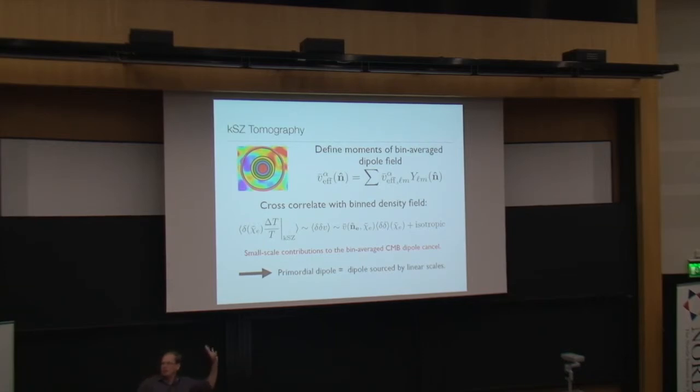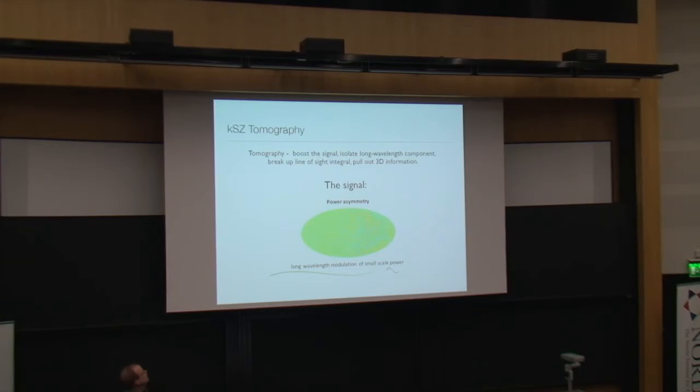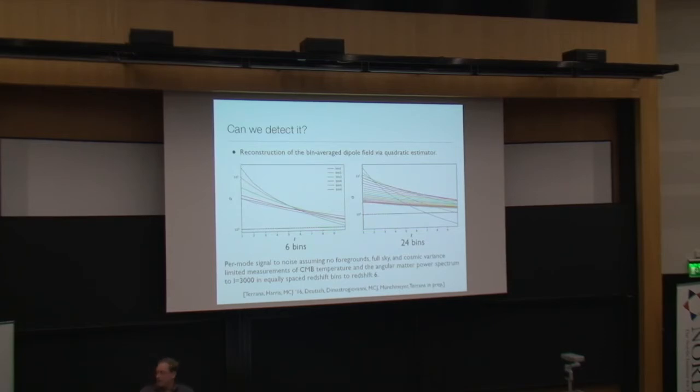The subtleties about the dipole I'm going to fold into my definition of this binned average velocity, and I'm just going to call that the primordial dipole, meaning the part of the dipole that's sourced mostly by linear scales. So again, here's the signal, and just as a list of the jobs that tomography is doing for us, we want to boost the signal, we want to isolate this long wavelength component, we want to break up the line of sight integral to get three-dimensional information. And the signal in pictures is a power asymmetry. So I guess that's the part you should remember.